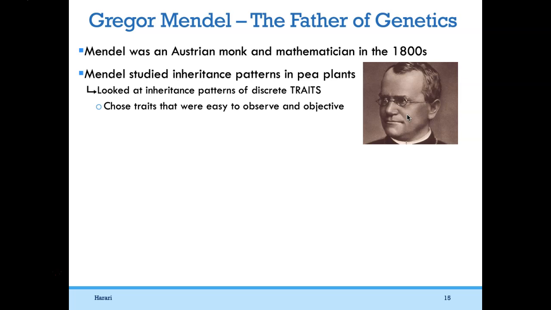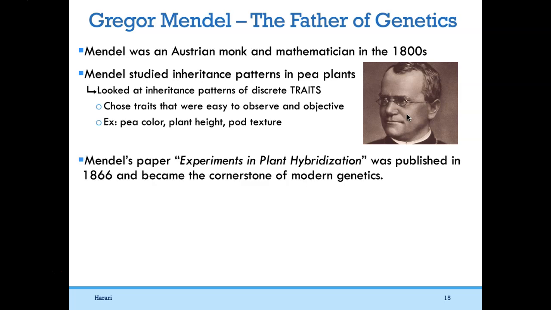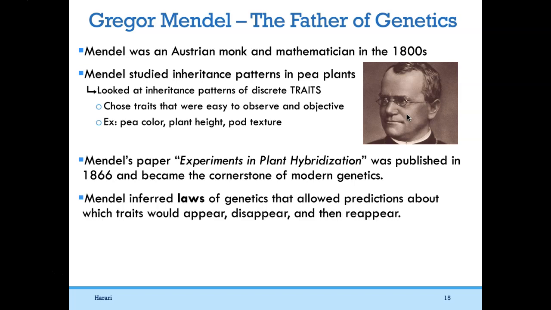So by simplifying it in this way, he was able to do a lot of controlled experiments that were very simple, but powerful, right? That had a very powerful conclusion. By studying these discrete traits, he was able to conclude a lot about how genes are transmitted from generation to generation. His paper, Experiments in Plant Hybridization, was published in 1866 and became the cornerstone of modern genetics. This was before we even knew what a gene was.